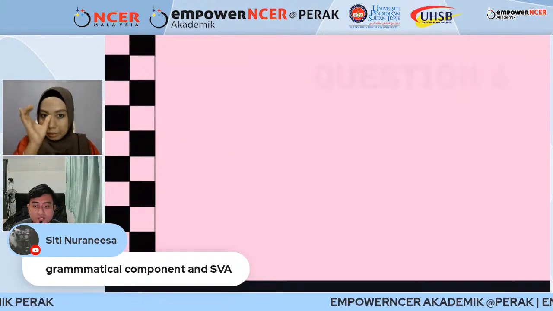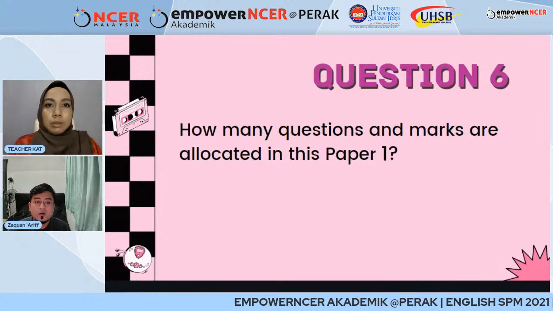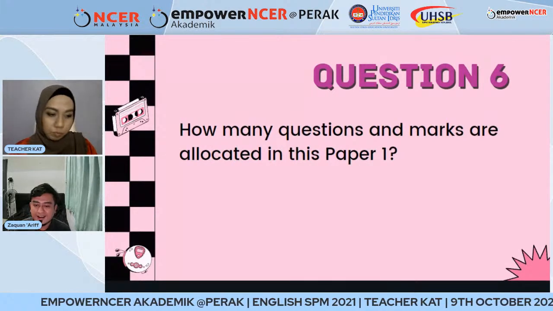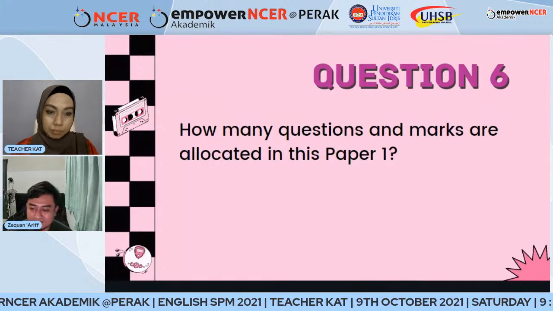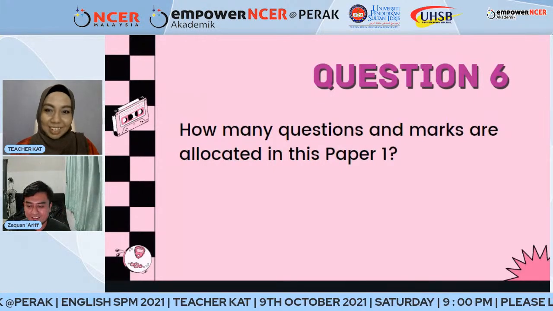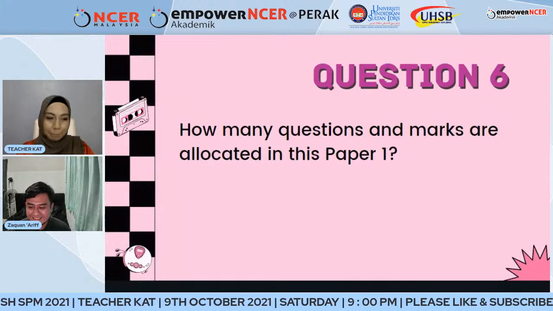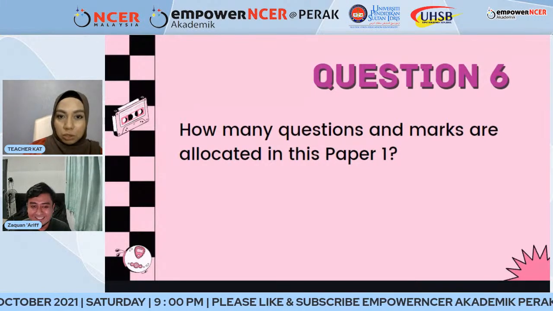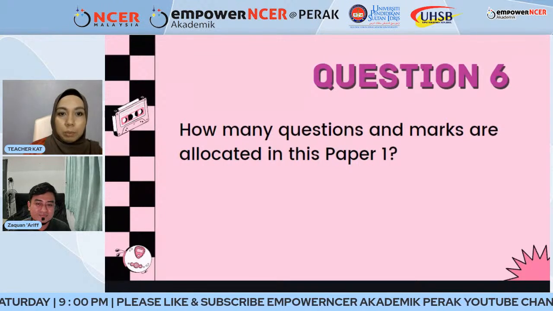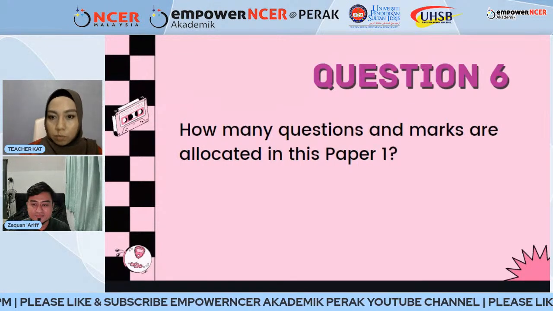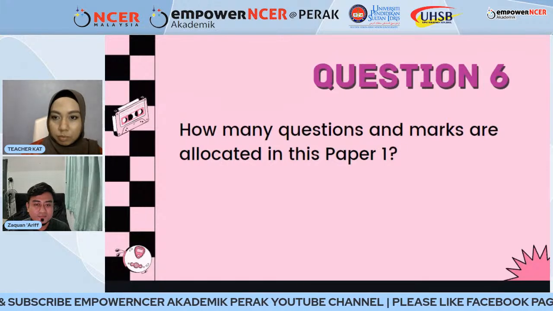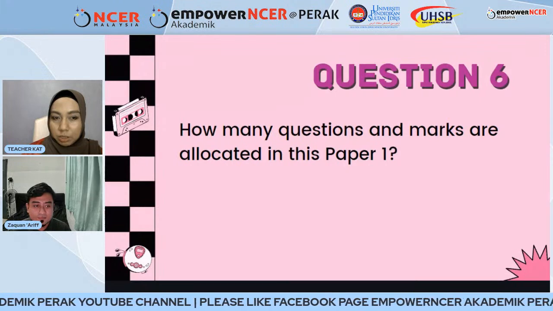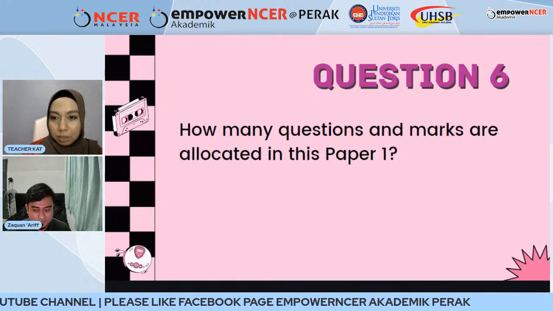Okay, now we're moving on to question number 6. All right, how many questions and marks are allocated in this paper one? So easy peasy question. You cannot get it wrong. How many questions altogether and marks allocated for this paper? Forty questions and 40 marks.